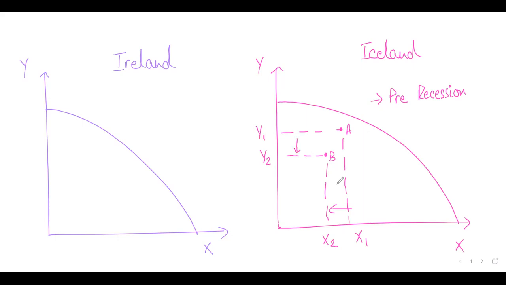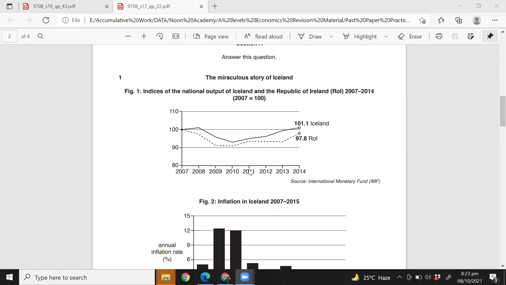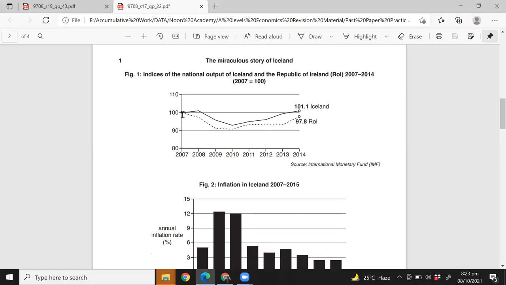So during recession, they moved in, right? From point A to point B. But now since they've almost completely recovered, now they are at point C. In fact, point C is a little higher than A. Why is point C a little higher than A? Because you can see for yourself that before recession, the output of each country was 100. And now Iceland's output is slightly higher, 101.1.